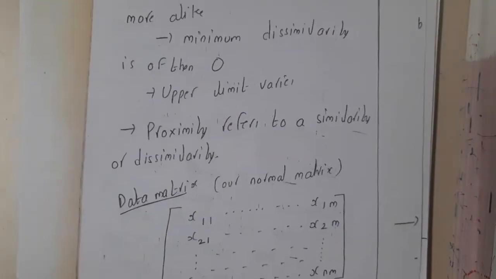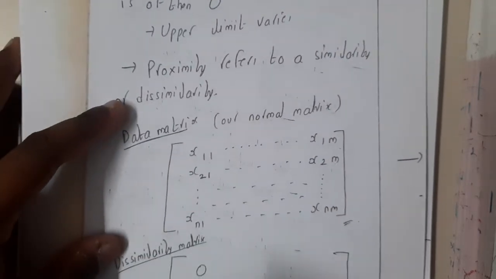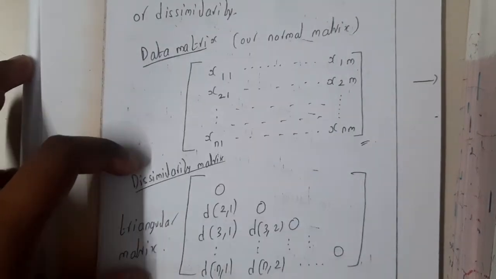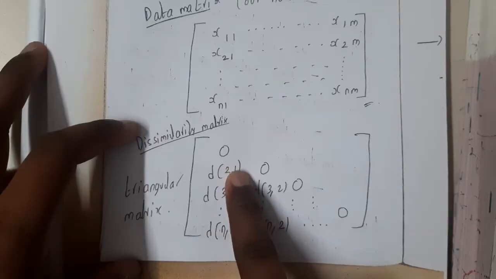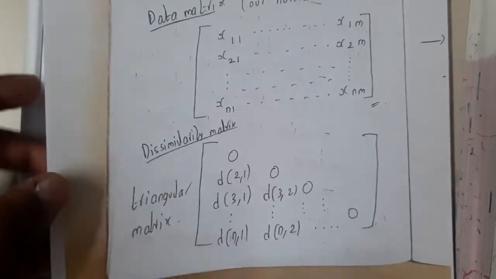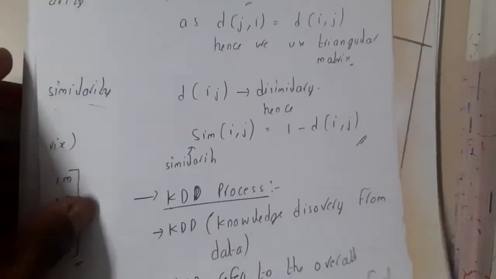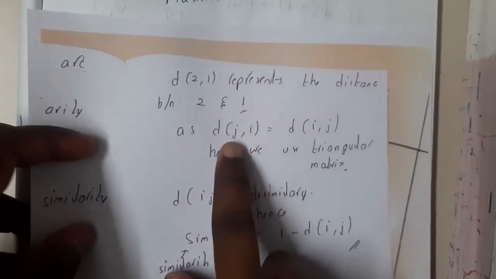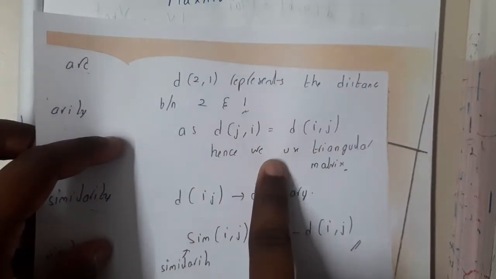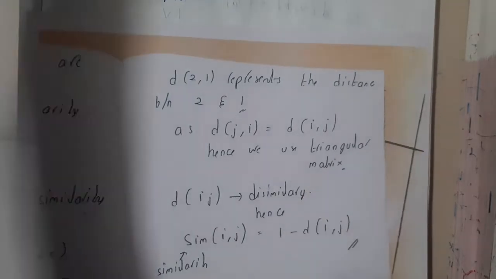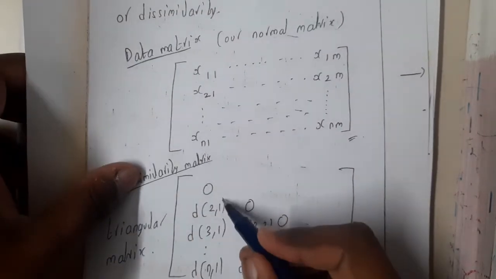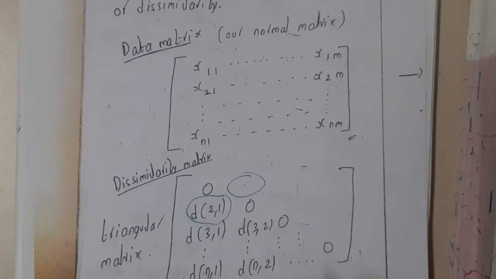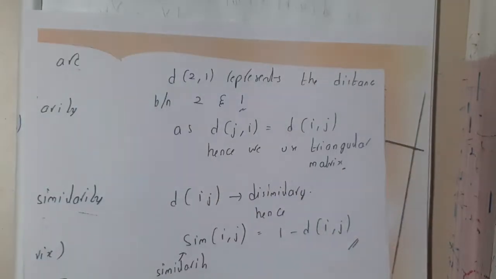This is the normal representation of a data matrix, guys, where all the rows and all the columns will have values, whereas a dissimilarity matrix will be a lower triangular matrix, guys. So basically only in the lower triangle we will have the values. That is a dissimilarity matrix. If you take an example, d21 represents the distance between 2 and 1. As dji is equal to dij, hence we use only the triangular matrix. So the value on this side will obviously be equal to this value, right? That is the reason there is no need to fill the upper triangle and we keep it empty.